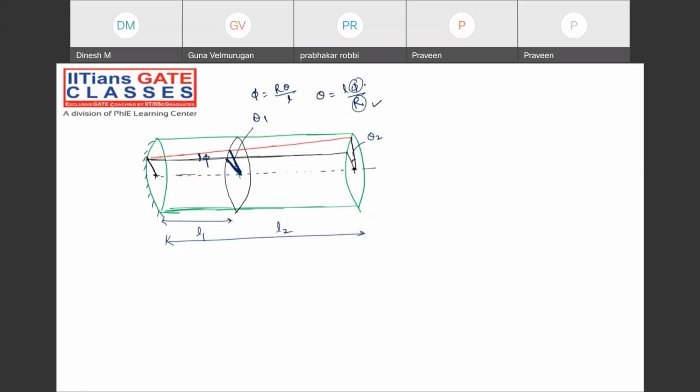But for the same radius, for the same shear angle phi, theta will be directly proportional to L. When L is more, the angle of twist will also be more. So theta 2 will be more than theta 1. Note it down, very, very important. In fact, it's a 3D figure, and the 3D figure will make it clearer that theta 2 will be more as compared to theta 1, for the same shear angle. I'm not talking about a different shear angle. That is the point.